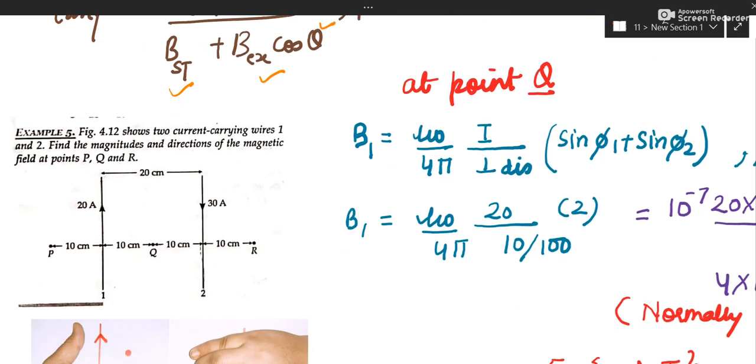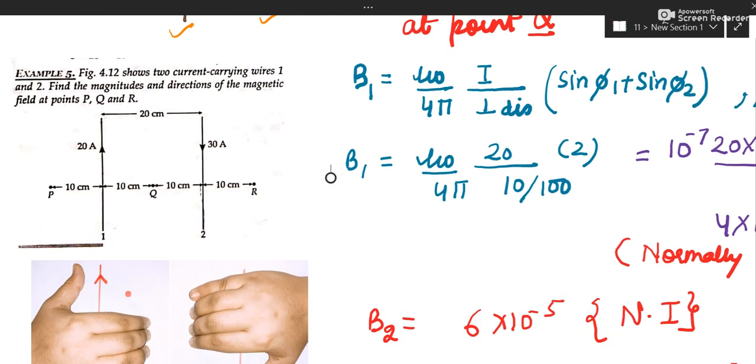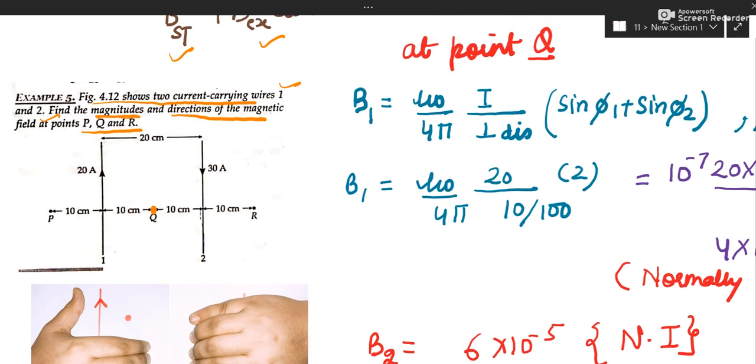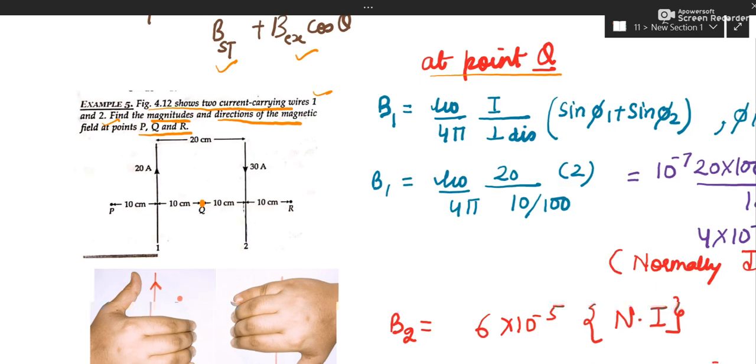Okay, so coming to the next question. The figure shows two current carrying wires 1 and 2. Find out the magnitudes and directions of magnetic field at P, Q and R. So at P we have to find out, this is 1. At Q, Q is here. So let us do for Q. See, I have done it at point Q.